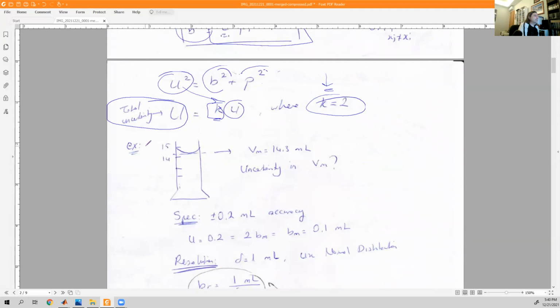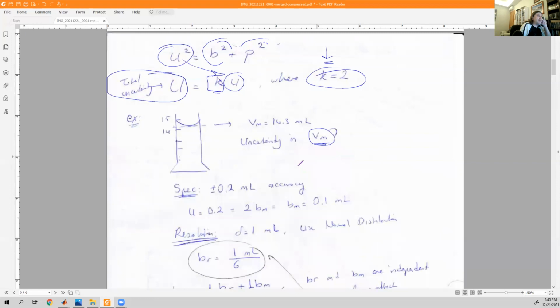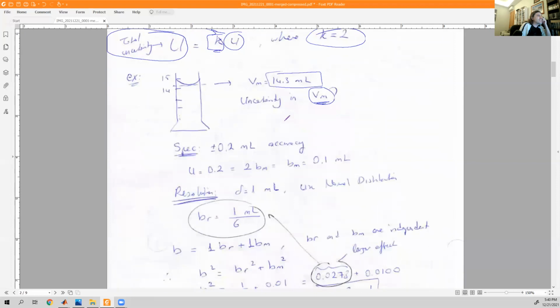So let's start with the simplest question. We would like to make a single measurement of a liquid, and we would like to give a result for the measured value and also its uncertainty. So what we do is we put this liquid in, and we read it to be equal to 14.3 milliliters using this graduated cylinder.